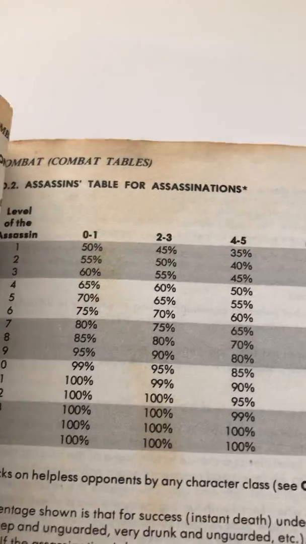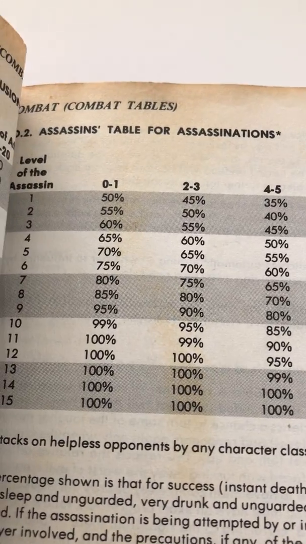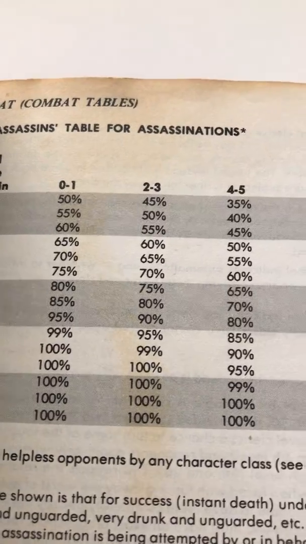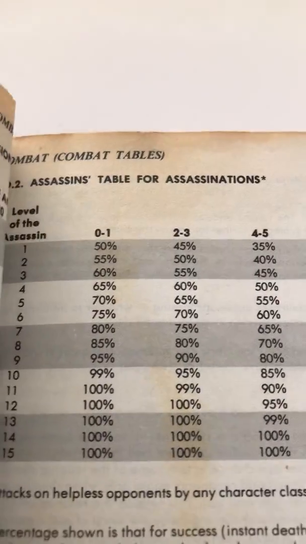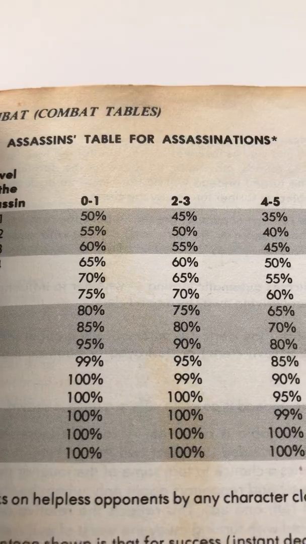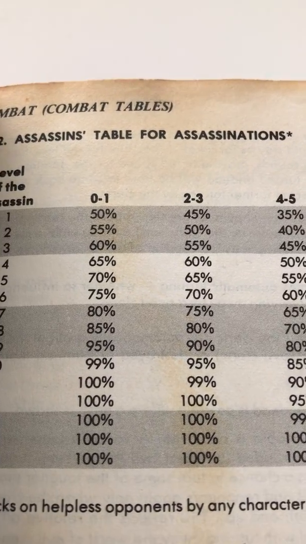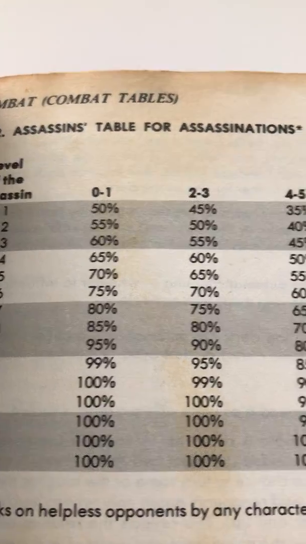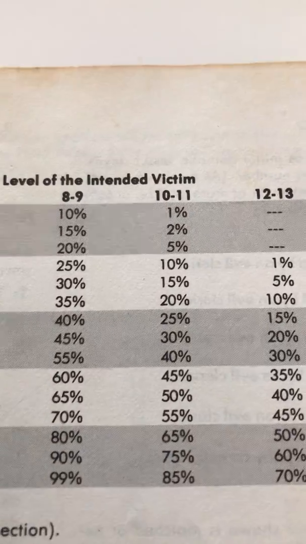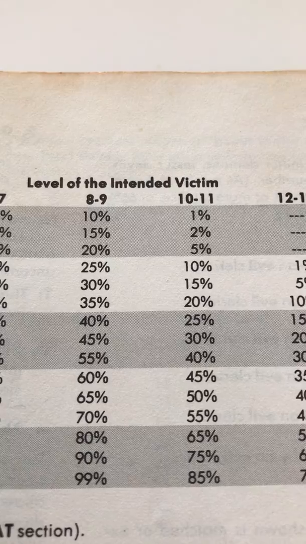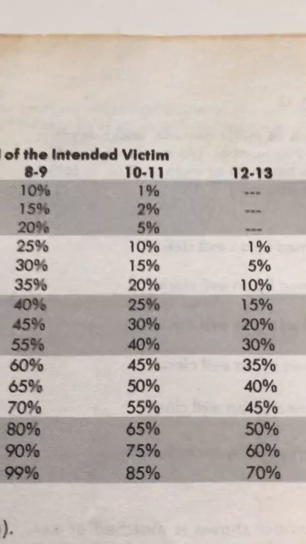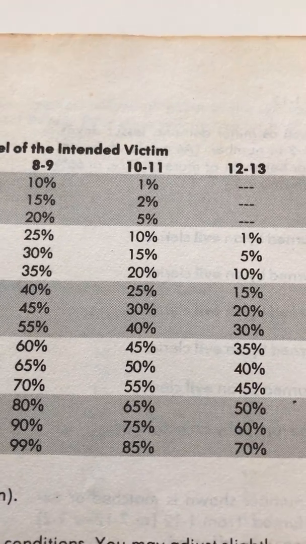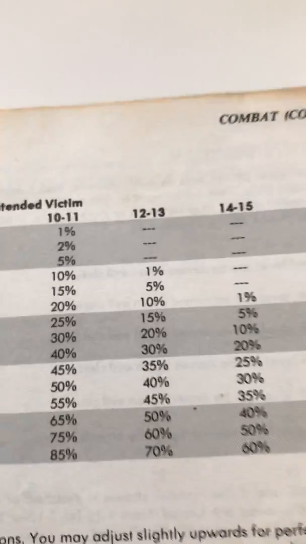Now this is the assassinate table for assassins. You take the level of the assassin and the level of the victim. So if they're the same level, it's roughly a 50% chance your assassinate attempt will succeed. So at first level, 50%. If you're a first level assassin trying to assassinate somebody who's 10th or 11th level, it's a 1%. And if they're 12th level or higher, there's no chance it'll work.